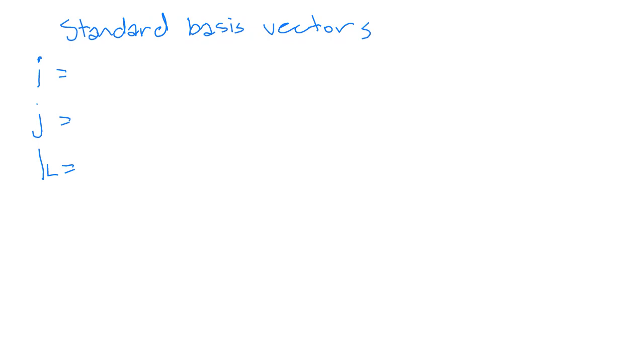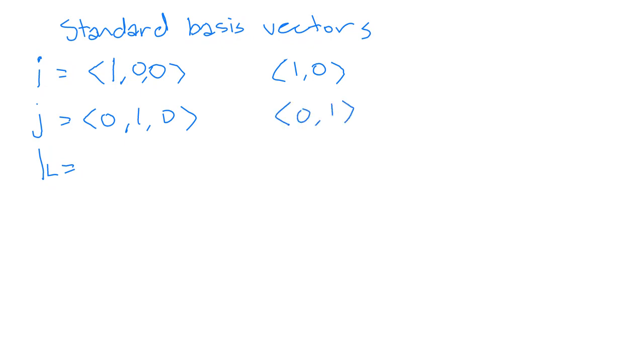i is going to be defined as essentially our x-axis, going 1 unit in the x direction. So if we're in 3D, it's 1, 0, 0. In 2D, just 1, 0. j is similar, it's just going 1 unit in the y. And then k is 1 unit in the z.